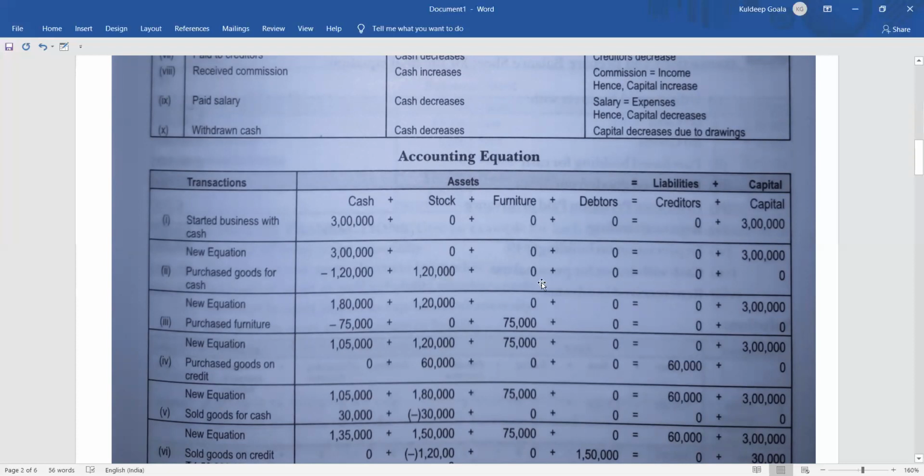And furniture, nothing, no change. Debtor, no change. Creditor, no change. Capital also nothing to change. So the new equation again. Here you can write down the first equation, after that you can start writing the new equation. So the new equation here is 1,80,000 cash, stock 1,20,000, furniture no change, debtor no change, creditor no change, capital it will be 3 lakh. Okay, capital it will be 3 lakh.